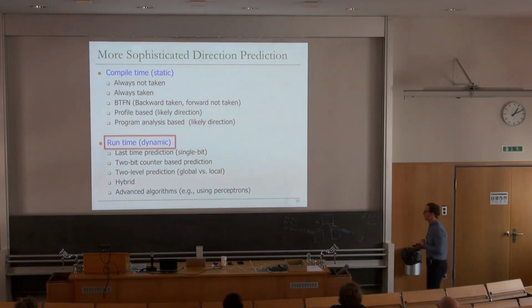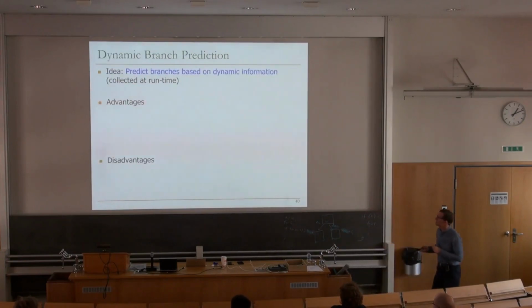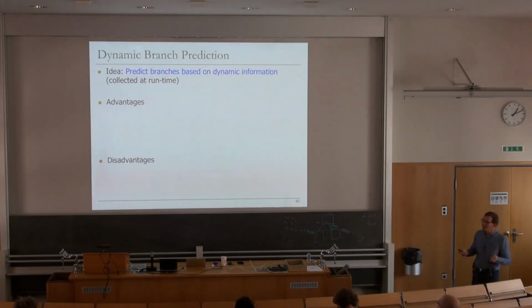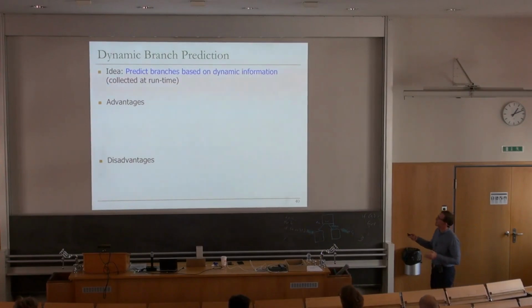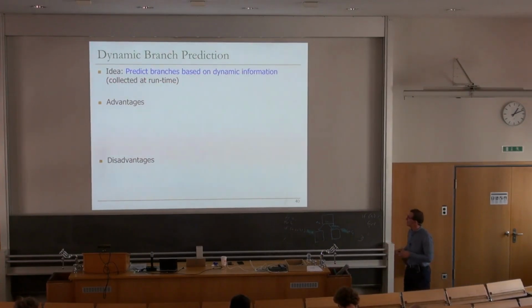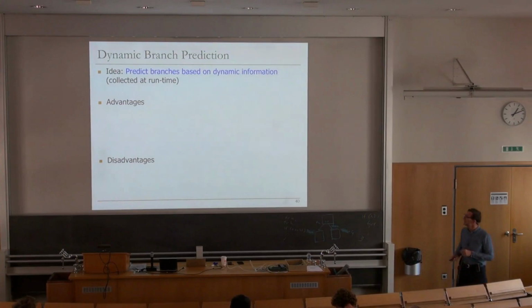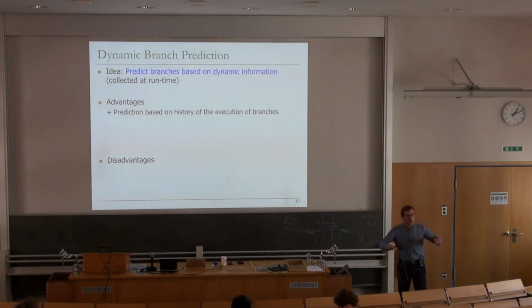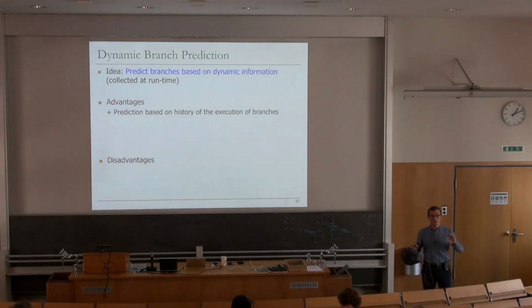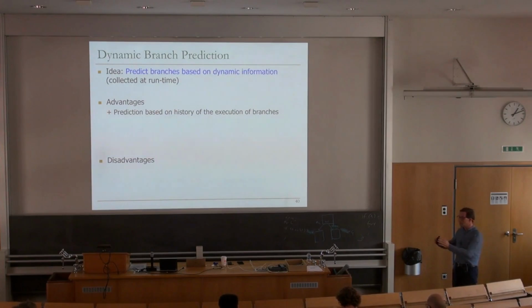We've come to runtime. So we want to overcome the disadvantages of all of these other ones. How do we do that? The key idea in dynamic branch prediction is to predict branches based on dynamic information collected at runtime. Usually this refers to hardware. And there are clear advantages. Basically, you provide a prediction based on the history of the execution of the branches, as opposed to a single bit that disregards the history during runtime.